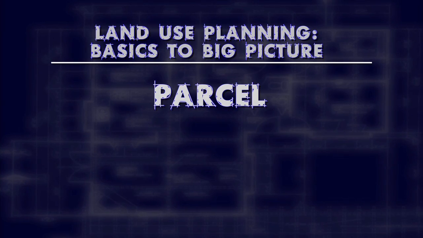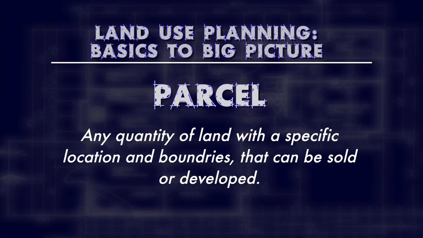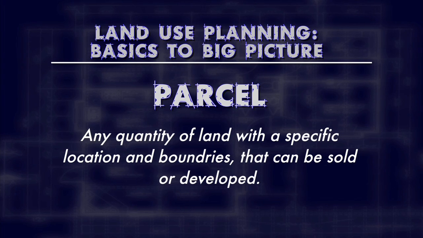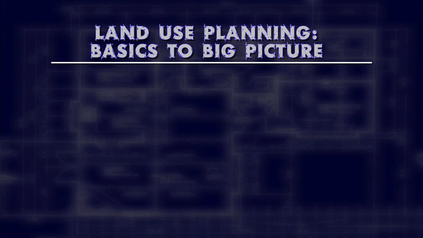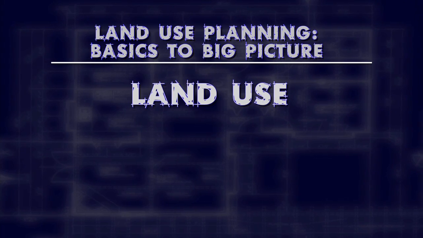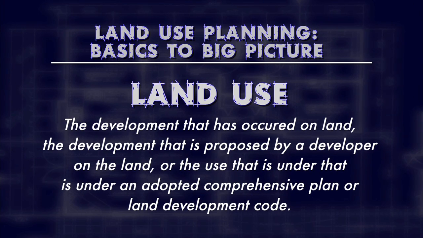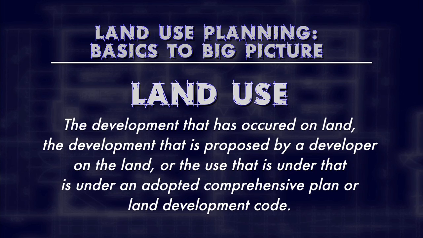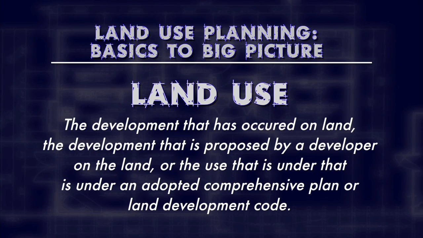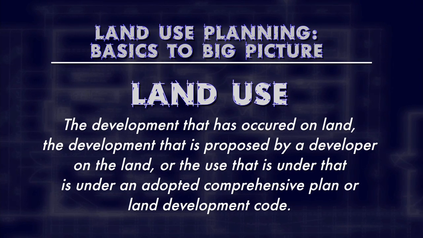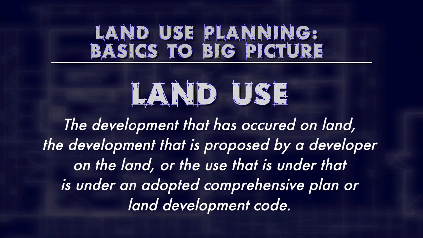We'll start simple. The first term is parcel. A parcel of land is any quantity of land with a specific location and boundaries that can be sold or developed. And building on that concept, each parcel is subject to a specific type of land use. Land use refers to the development that has occurred on the land, the development that is proposed by the developer on the land, or use that is under the adopted comprehensive plan or land development code. That's right. So we always have to pay attention to a parcel's designated land use or zoning when determining what kind of development will work there.